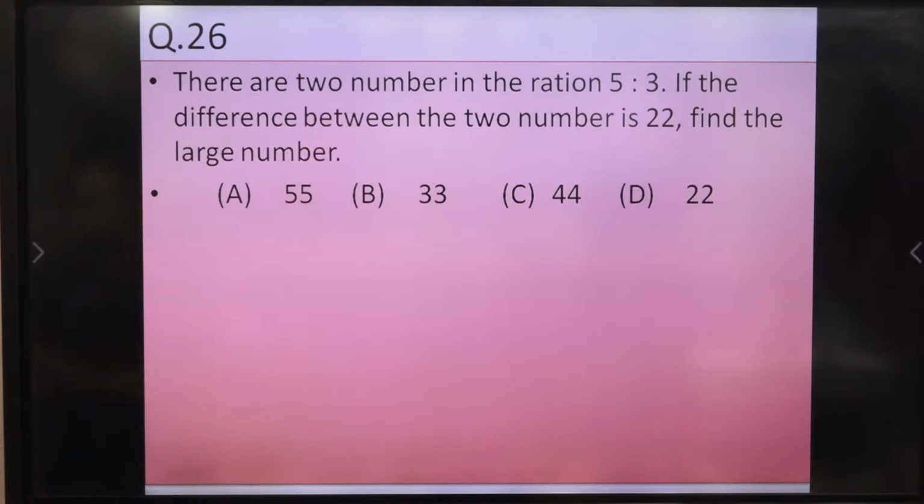A very simple question from the topic ratio and proportion. Immediately all of you try to find the answer and write your answer in the chat box.